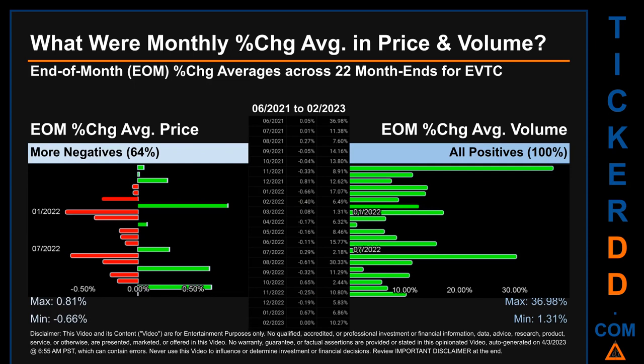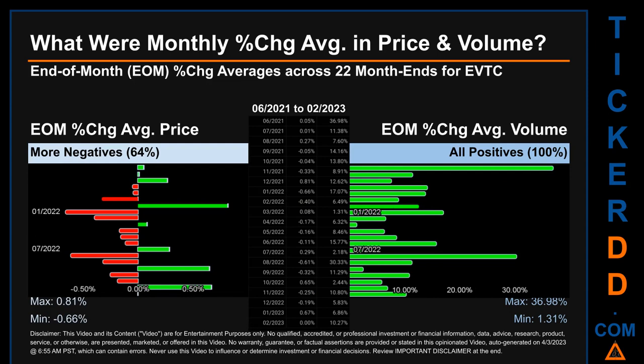From 06/2021 to 02/2023, out of 22 month ends, 14 had a negative percentage change in average price. Meaning 64% of month ends saw a negative percentage change in average price. In terms of volume, 22 out of 22 month ends had a positive percentage change. That is 100% of month ends saw a positive percentage change in average volume.